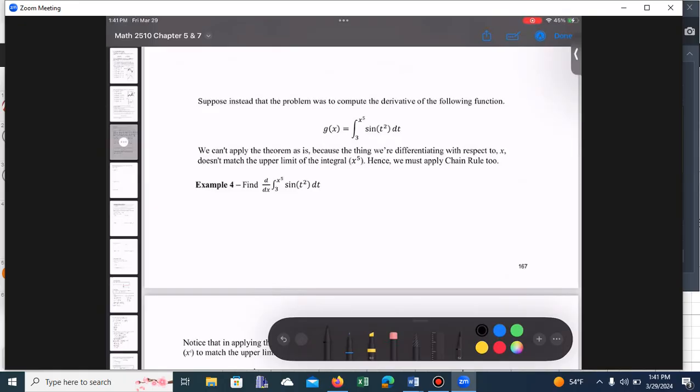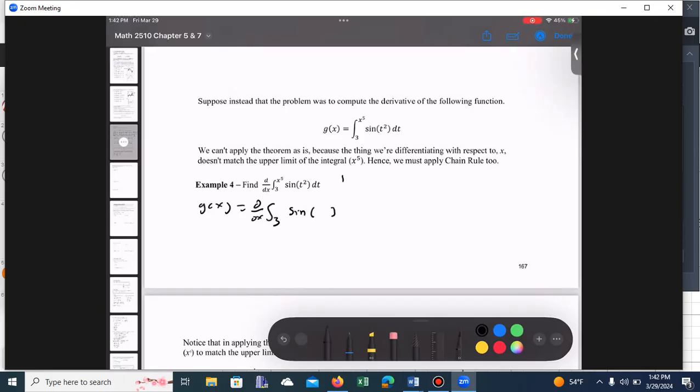So now let's get a little bit harder with this. G of x equals the integral from 3 to x to the 5th of sine of t squared dt. And we can't apply the theorem as is because we're not just taking this up to x. This has a more complicated upper limit, x to the 5th. So we have to apply the chain rule. So we'll have d/dx of the integral from 3, and then we'll do sine of that. So here's how we're going to do it.